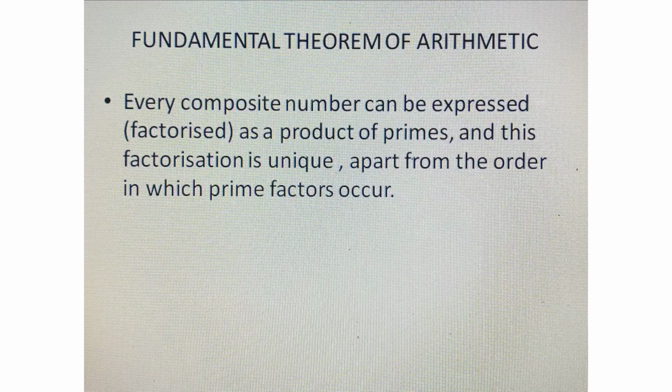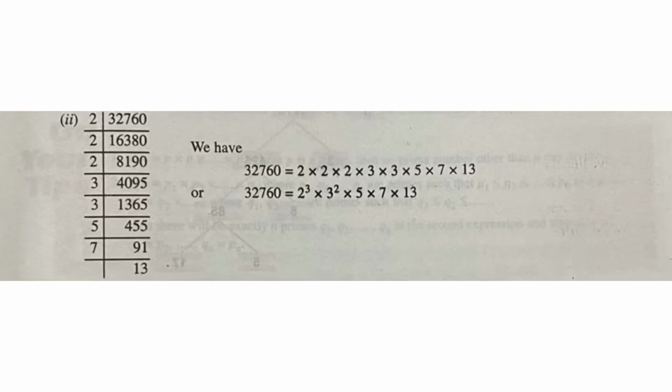So for every number, this factorization will be unique and every composite number can be represented as a product of prime numbers. This theorem is known as fundamental theorem of arithmetic. Let us see the prime factorization of 32,760. You have already studied this method, how to do the factorization of any number.